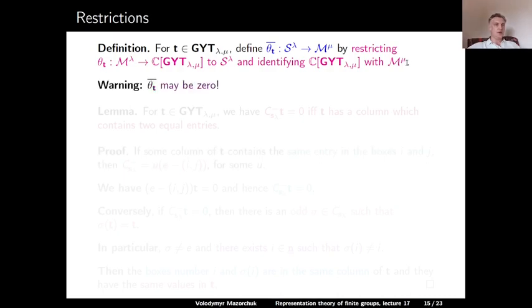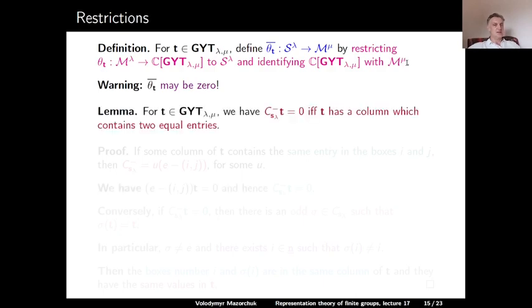A small warning: we define this homomorphism theta T overlined for any element T in g by T lambda comma mu, and in principle, it might happen that it is zero. So when this is zero is basically described by the following lemma.